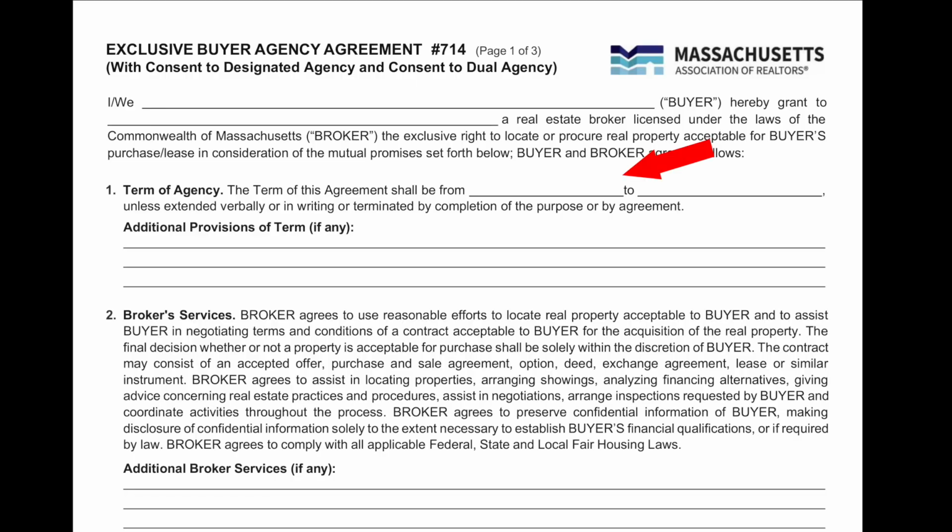Term of the agency, again, you decide with your buyer how long you want this to be, a few months, a year, whatever it is, put in whatever is appropriate. Any additional provisions or terms, if there's something unique about this, add it there.